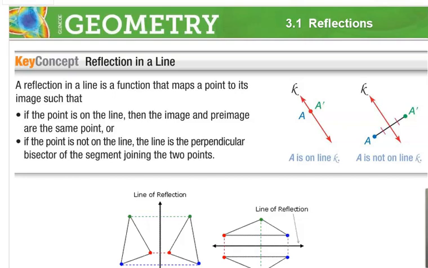Now that we've introduced polygons and the rotation, reflection, translation, we're going to go a little bit deeper into this. And this is actually chapter 3, section 1. So we were in chapter 1, sections 6 and 7. So just note that.